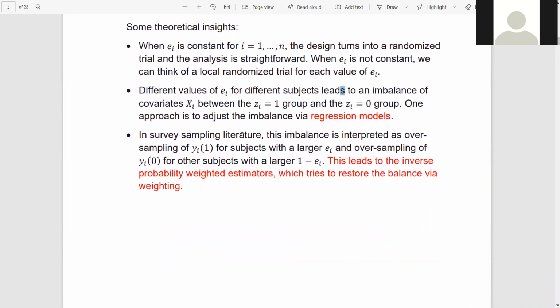So now in the survey sampling literature, this imbalance is interpreted as oversampling of YI1 for subjects with a larger EI, and oversampling of YI0 for other subjects with a larger 1 minus EI. So this leads to the inverse probability weighted estimate, which tries to restore the balance through weighting.